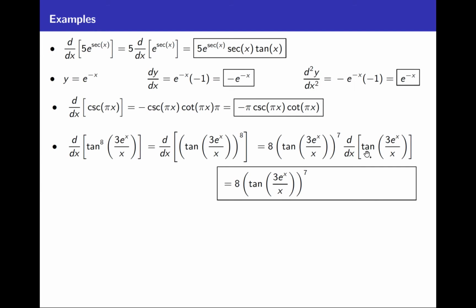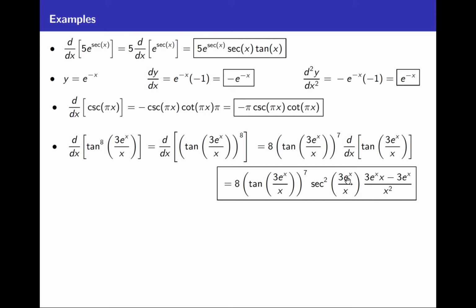So it's the derivative of a composition, so we have to take the derivative of the outside function, tangent, which is secant squared, plug in the inside function, which is 3e to the x over x, and then we're going to have to multiply by the derivative of that inside function. The derivative of 3e to the x over x, and this is a quotient, so this derivative will be got using the quotient rule.